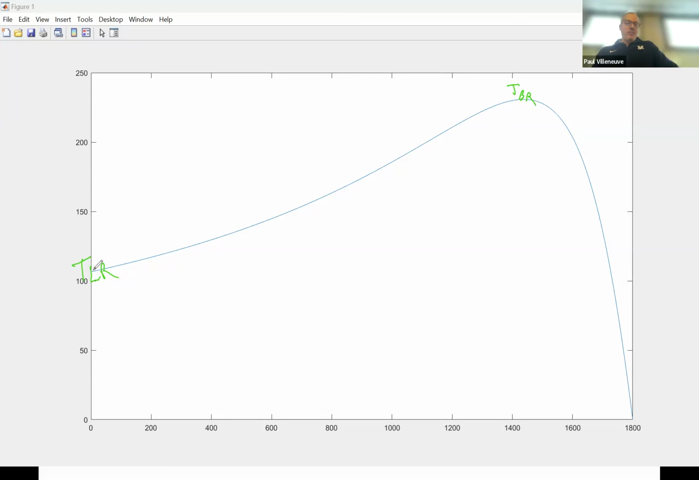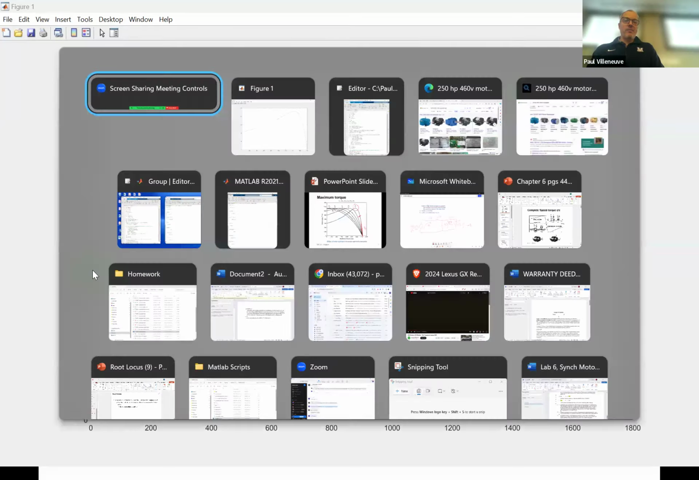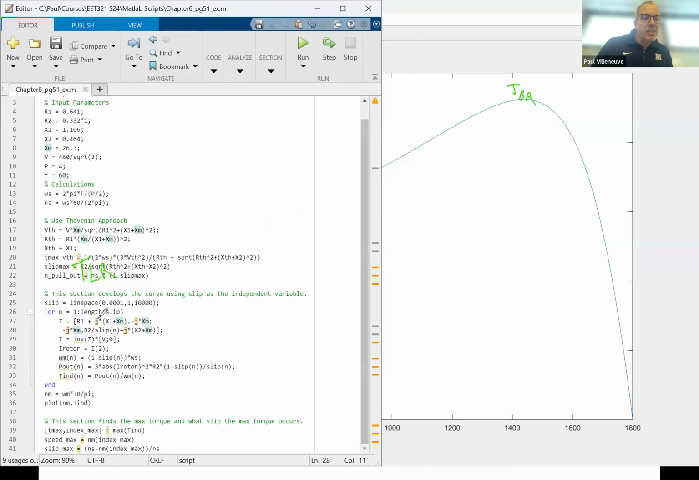It's right at the 0 point. But if you remember the MATLAB script file I wrote, look at my slip. I don't start it at 0. What do I start it at? 0.00001, because you can't do the calculations. So you can't really get a torque at 0, but we show that as being the equivalent. It's right basically at almost no speed.